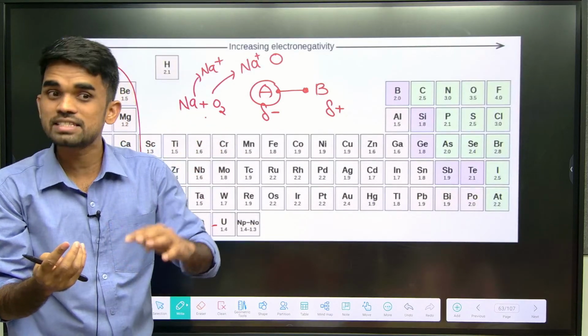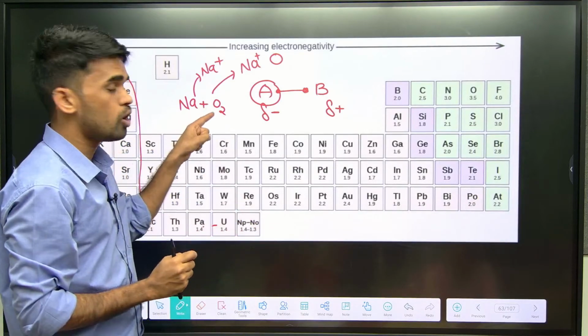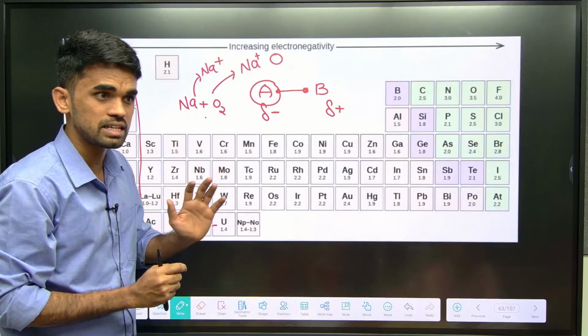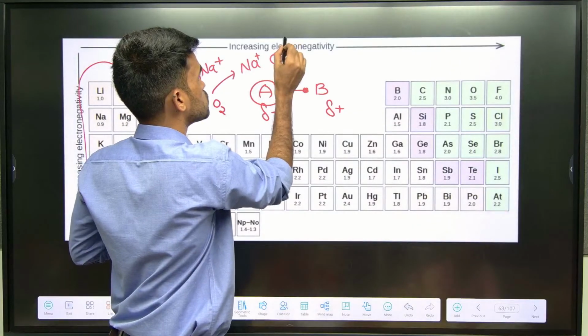Valency is 2, valence electrons are 6. That's why I told you clearly. Okay. So now how many electrons are there with oxygen? 6 are there. So it requires 2 more electrons. That's why it will be -2.